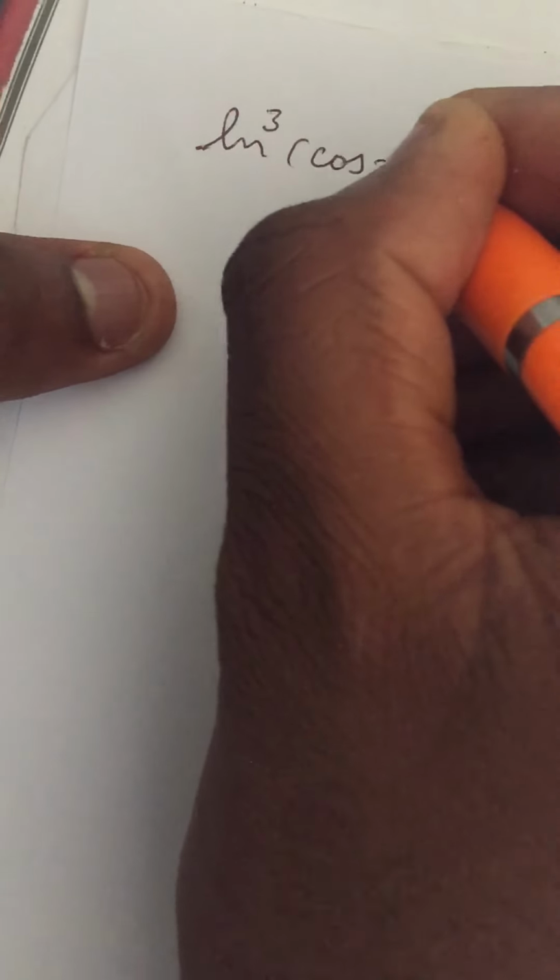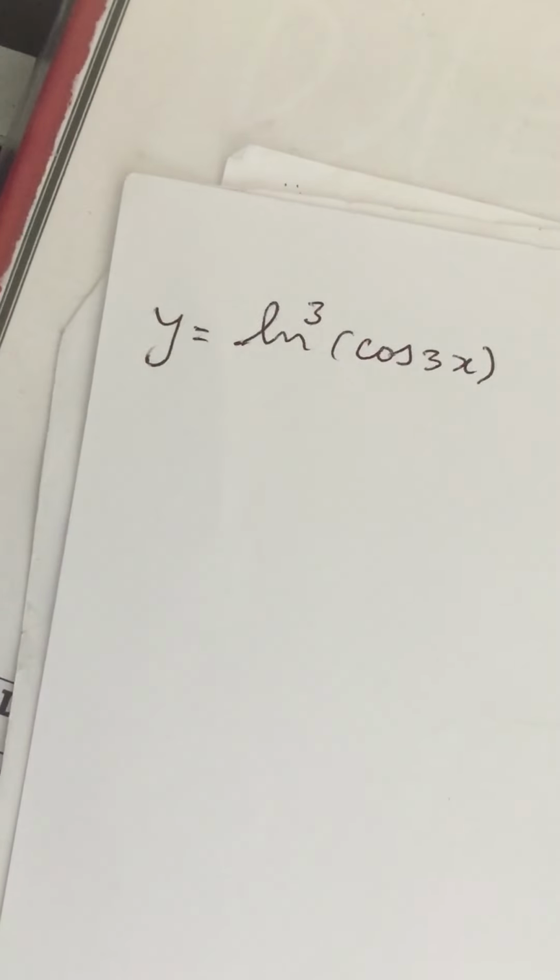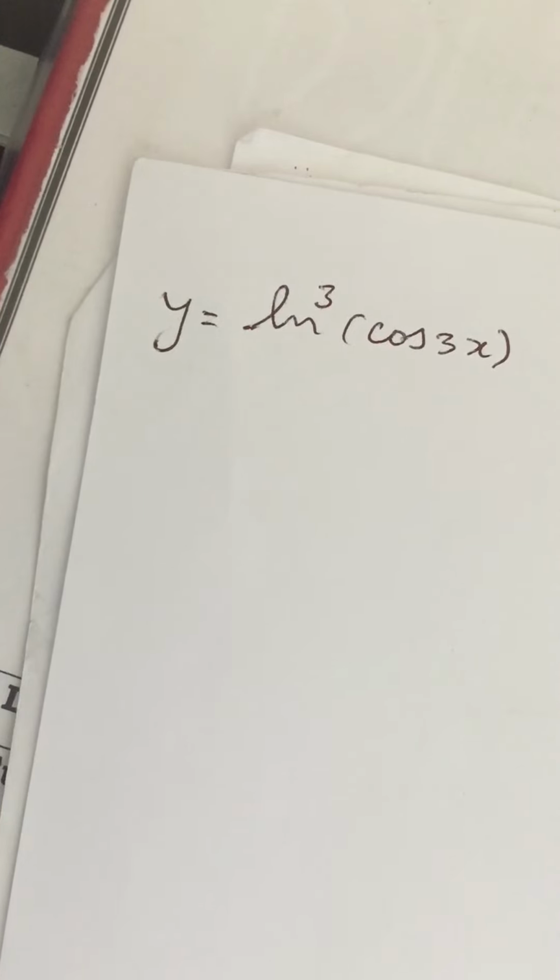If you have, for instance, ln cubed of cos of 3x, for example, y equal to this. All right, you have something like this. Now, how do we differentiate?